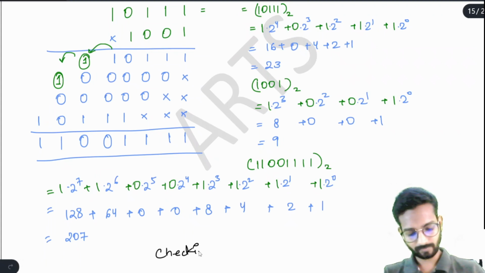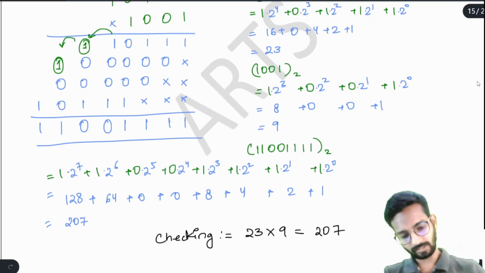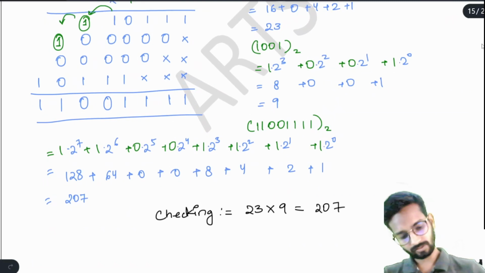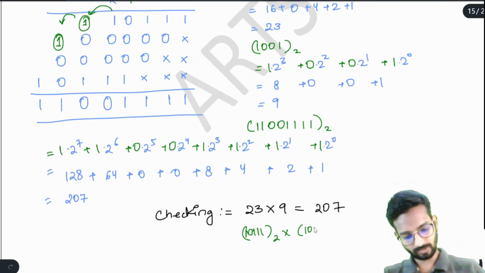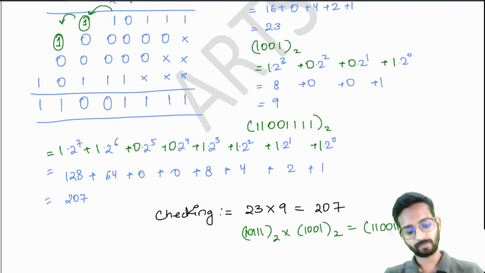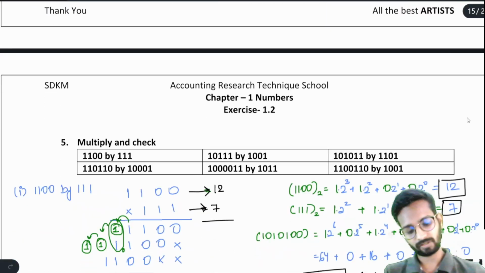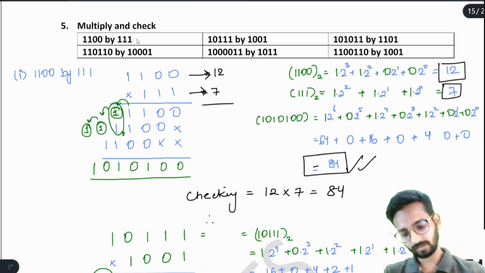Checking: 23 into 9 is equal to 207. Therefore, we can say that 10111 base 2 into 1001 base 2 is equal to 1100111 base 2, not square, base 2. Like this, we have to solve the multiplication sum. We will do another part of this question. This is done. This is also done. We will try this one.